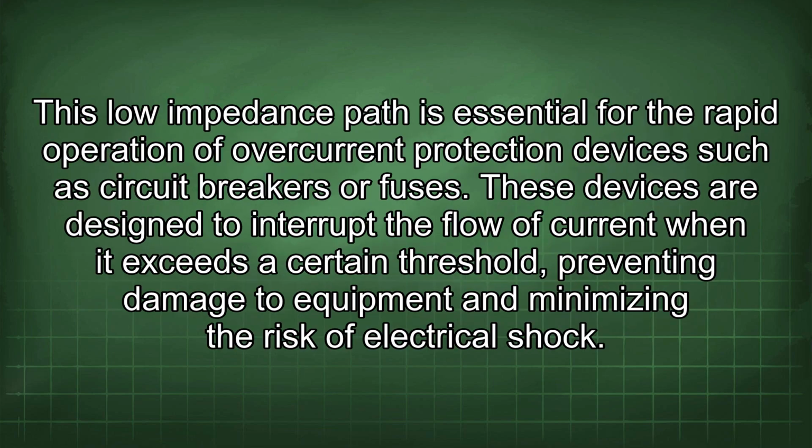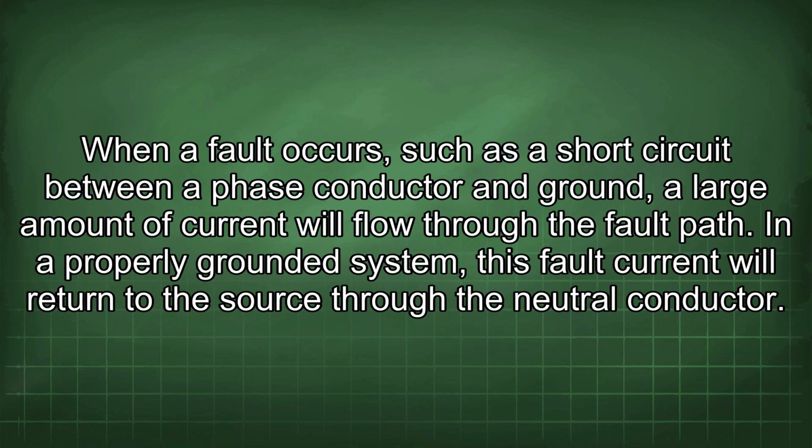This low impedance path is essential for the rapid operation of overcurrent protection devices such as circuit breakers or fuses. These devices are designed to interrupt the flow of current when it exceeds a certain threshold, preventing damage to equipment and minimizing the risk of electrical shock. When a fault occurs, such as a short circuit between a phase conductor and ground, a large amount of current will flow through the fault path.